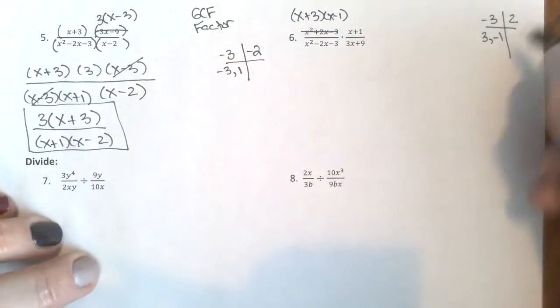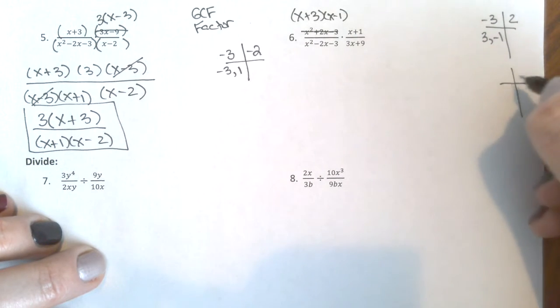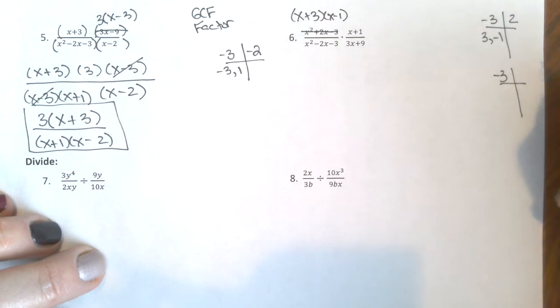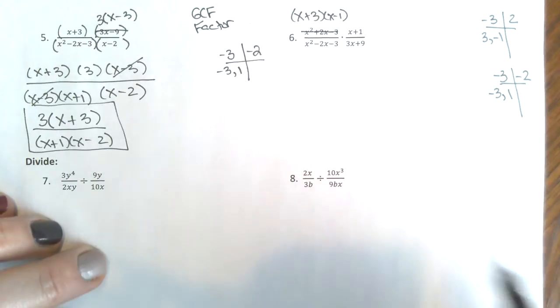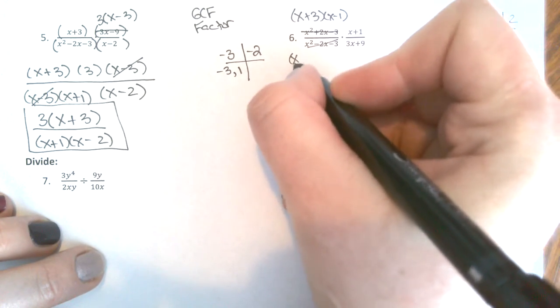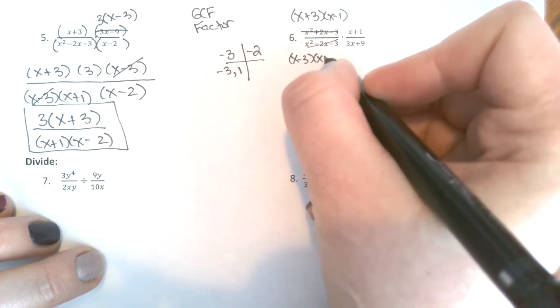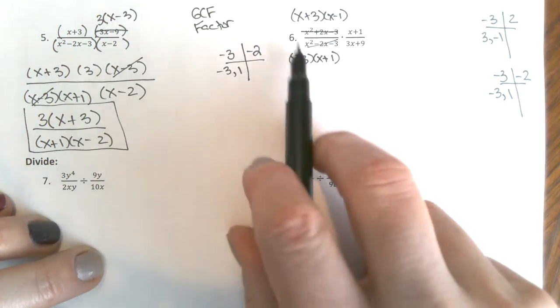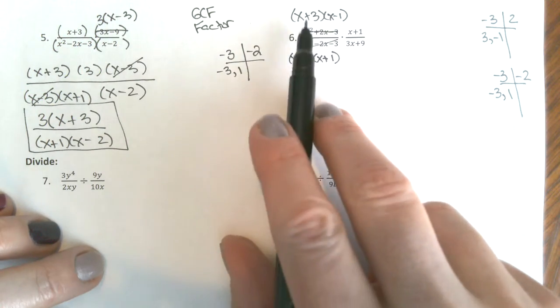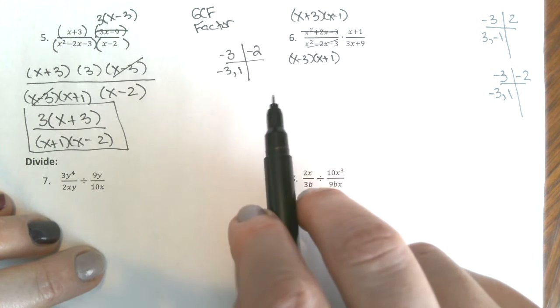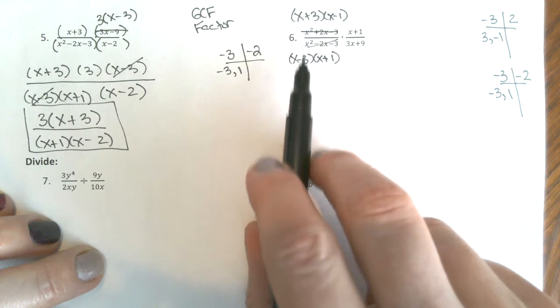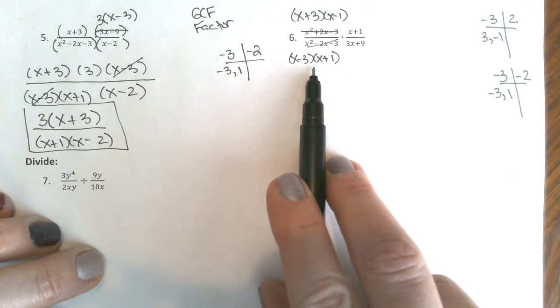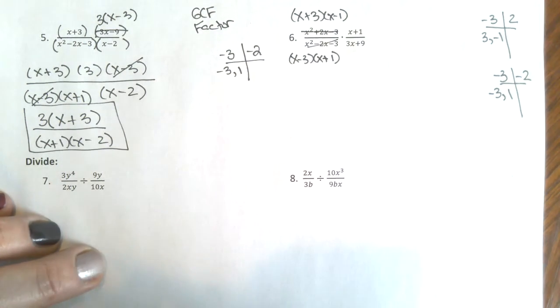And then I apparently need to switch it. And when I do the denominator, I need factors of negative 3 that add to negative 2. And now I have negative 3 and positive 1. X minus 3, x plus 1. So as it turns out, there is no factors in common between the numerators and denominators on number 6 because the pluses and the minus signs are in the opposite factor.